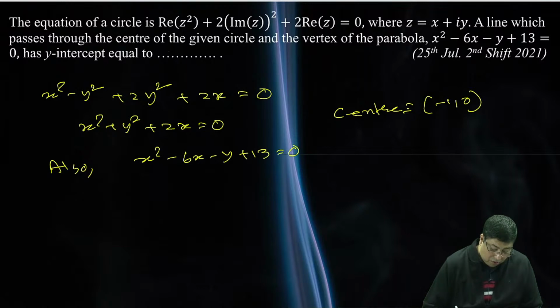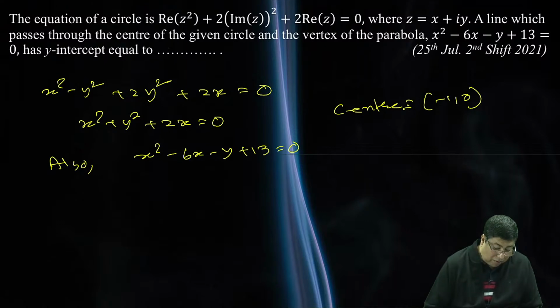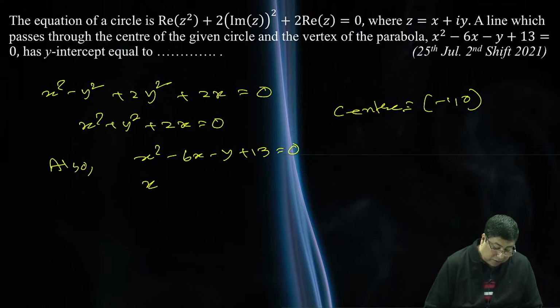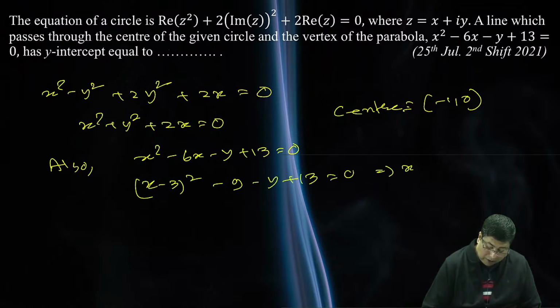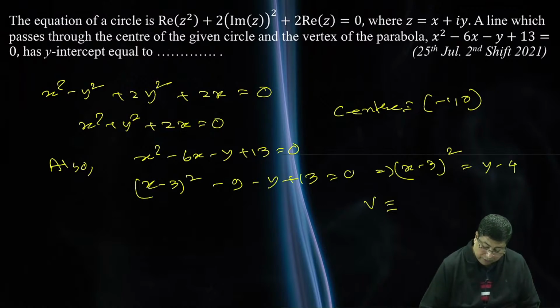Okay. So here we absorb all the x to make a whole square. We are getting x minus 3 whole square. If we take plus 9, we balance by minus 9, minus y plus 13 equal to 0. So we are getting x minus 3 whole square on one side, and if we take the right hand side, we are getting y minus 4. Therefore the vertex is 3 comma 4.